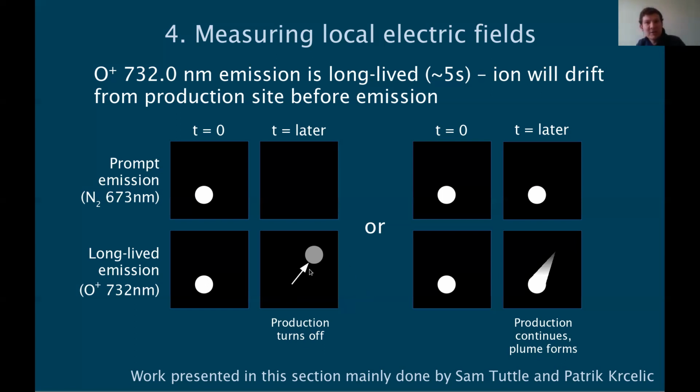So by measuring these O+ drifts, then we can measure the electric field. And this comes from around 250 kilometers altitude, so it's where the drift should be able to give us the electric field without having to worry about the neutral motion too much. And in this section, this work has mainly been done by Sam Tuttle, who's a former PhD student, and Patrick Kuchelik, who's a current PhD student who's taken on this work and extending it.